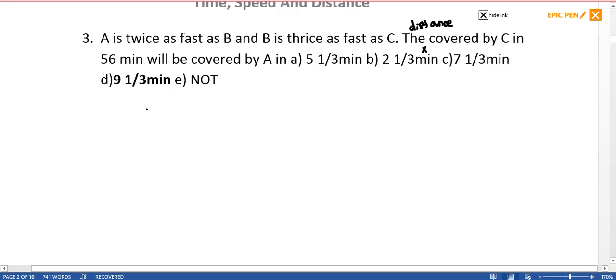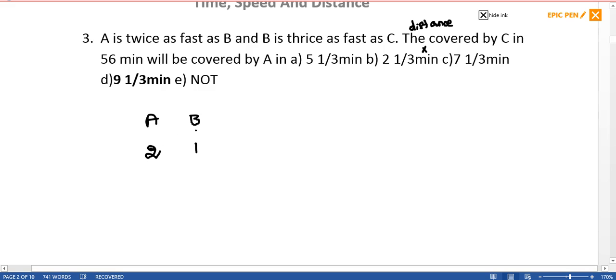Okay, so what have they given us? Have they given us the speed ratio or time ratio, or what is it? They have actually given us the speed ratio. It says that A is twice as fast as B. So what does that mean? Here is A, here is B. If B moves at 1 kilometer per hour, A can move at 2 kilometer per hour. So A is twice as fast as B.